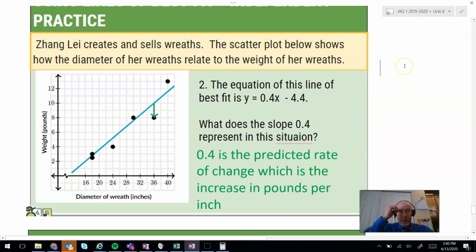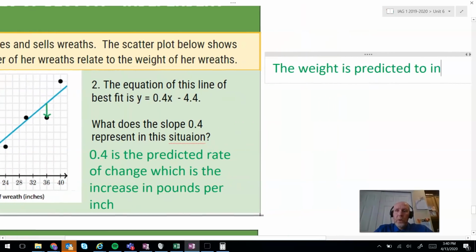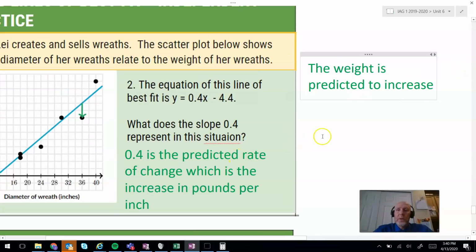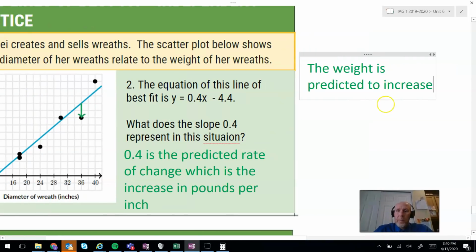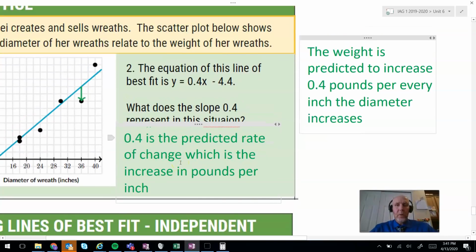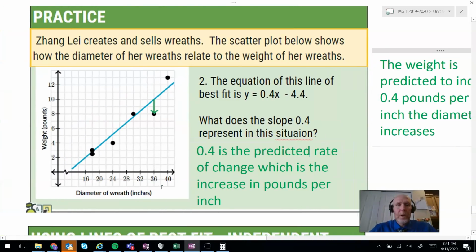Some other appropriate and acceptable answers, I would say, is the weight is predicted to increase 0.4 pounds for every inch the diameter increases. A little more nuanced answer there. I would accept either of these. We just want to make sure we have the idea that it's a prediction, and it is an increase in pounds per inch. All right, third question here.